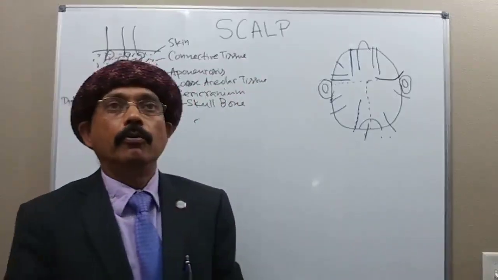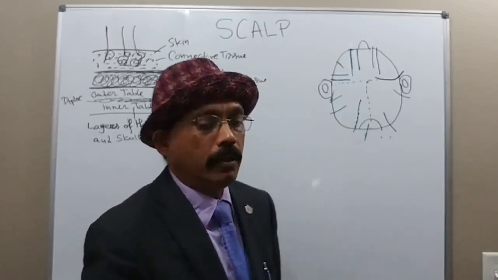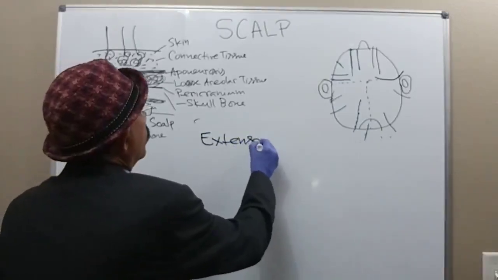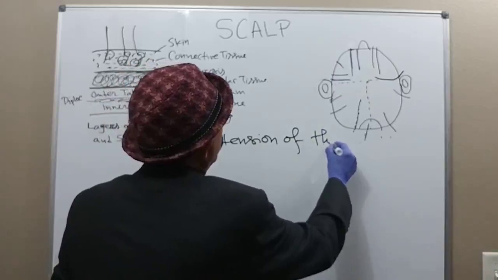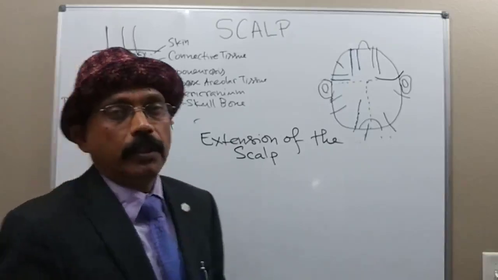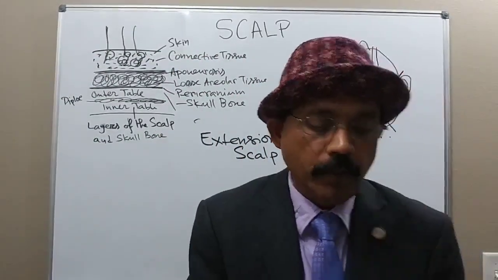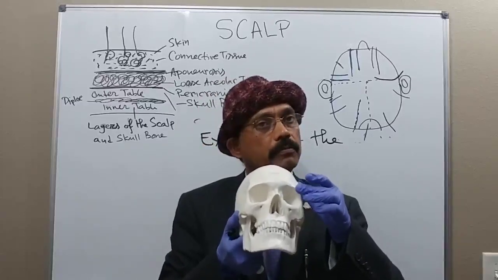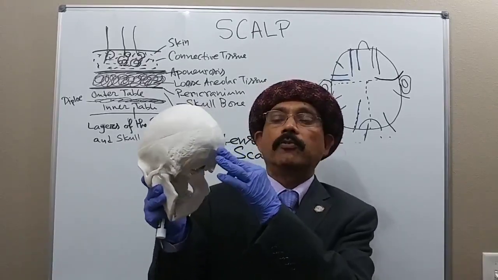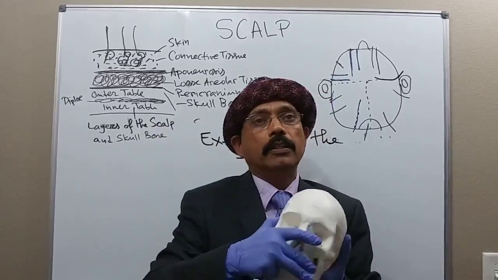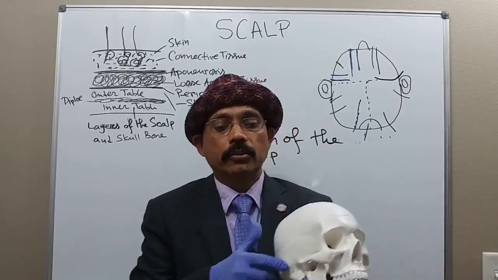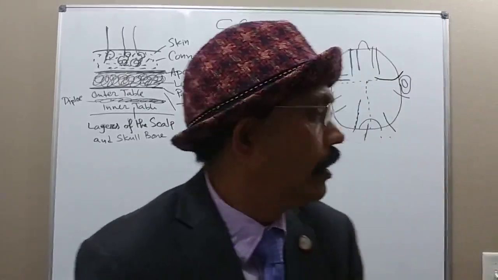Before going to layers, we must know the extension of the scalp. Anteriorly, it extends from the supraorbital margin. Posteriorly, it extends to the external occipital protuberance and the superior nuchal line. Laterally, by means of the temporal fascia, it is connected to the zygomatic arch. So, we got the extension.